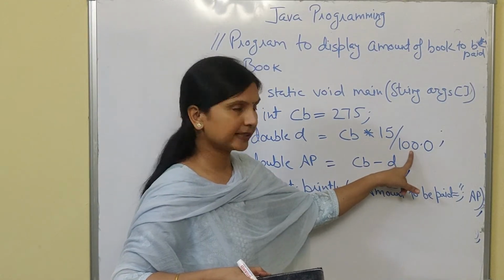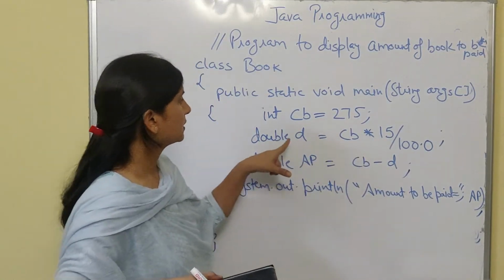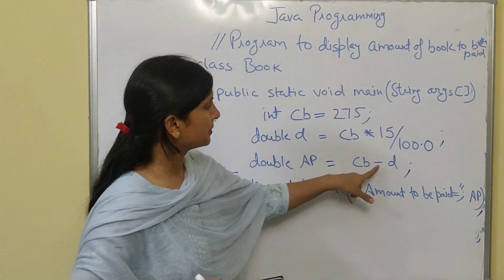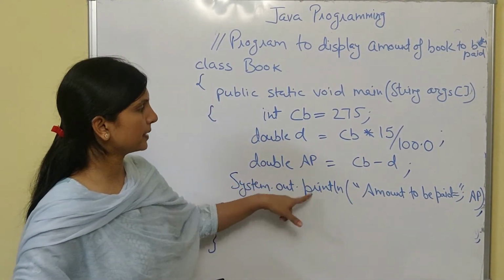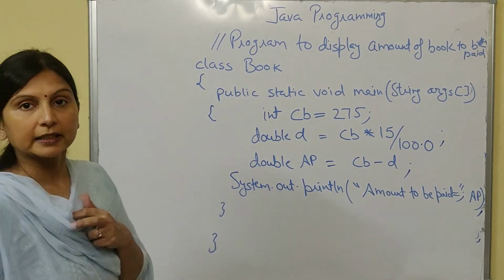And we have made it double to get the correct value 100.0. So it will return double CB minus D, the amount to be paid, and we have displayed that. I hope it is clear.